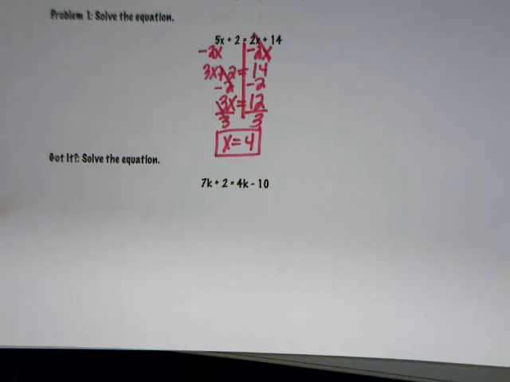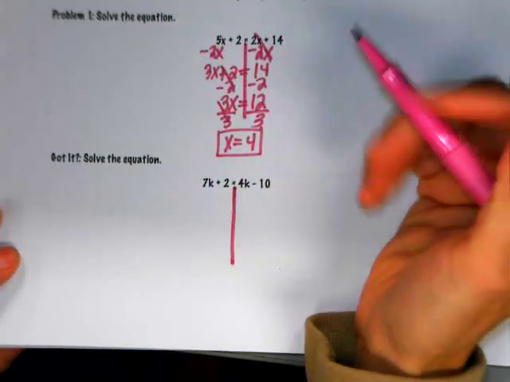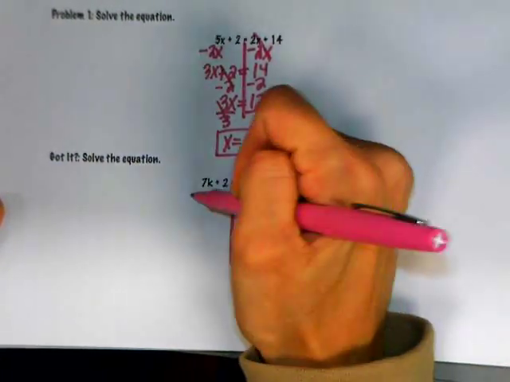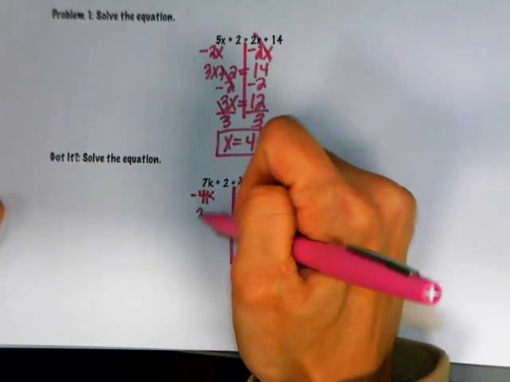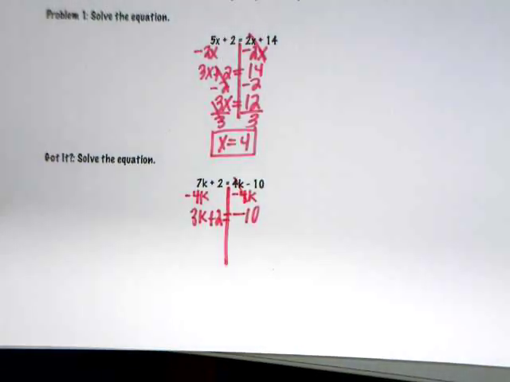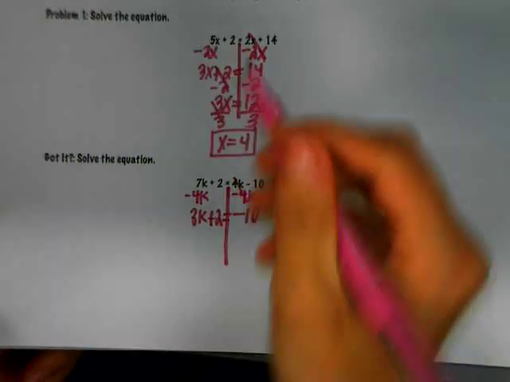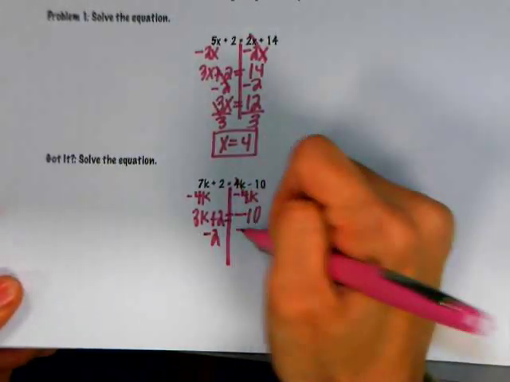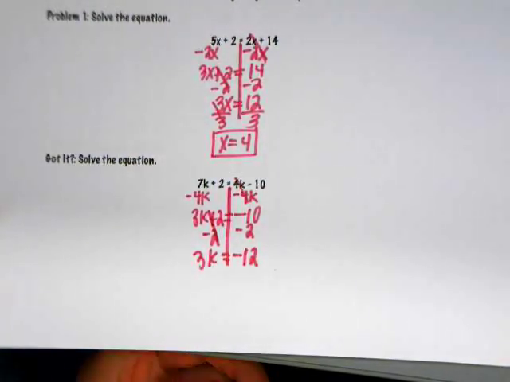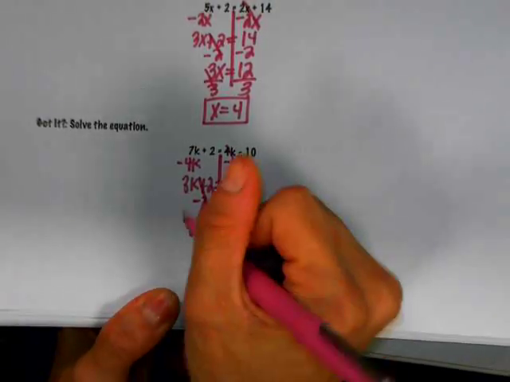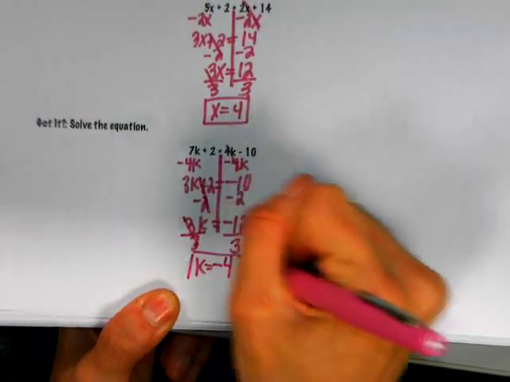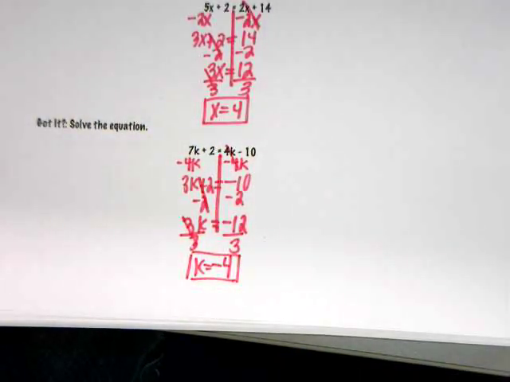Done? Okay. All right. So on this one, you should be moving the 4K over. So how am I going to move that? Yep, minus 4K. So you're going to get 3K plus 2 equals, make sure you brought that down as a negative 10 because of the minus in front of it. Okay, then what do I do? Yep, minus 2. So you get 3K equals negative 12. And then what? Yep, divided by 3. So you get K equals negative 4. Got it? Yeah? Cool. All right.